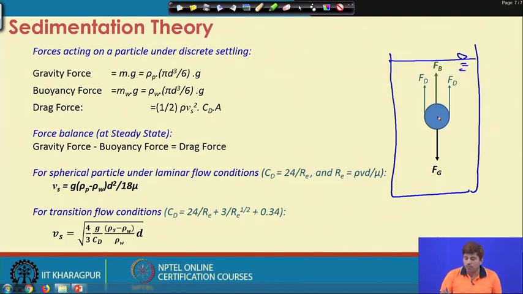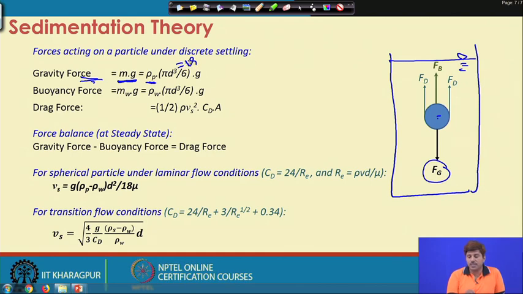There is some weight or mass of this particle which will lead to a gravitational force in the downward direction. So, there is a gravity force acting in the downward direction, and this gravity force is equal to the mass of particle into the gravity. And mass of particle can be given as the density of the particle into the volume of the particle.